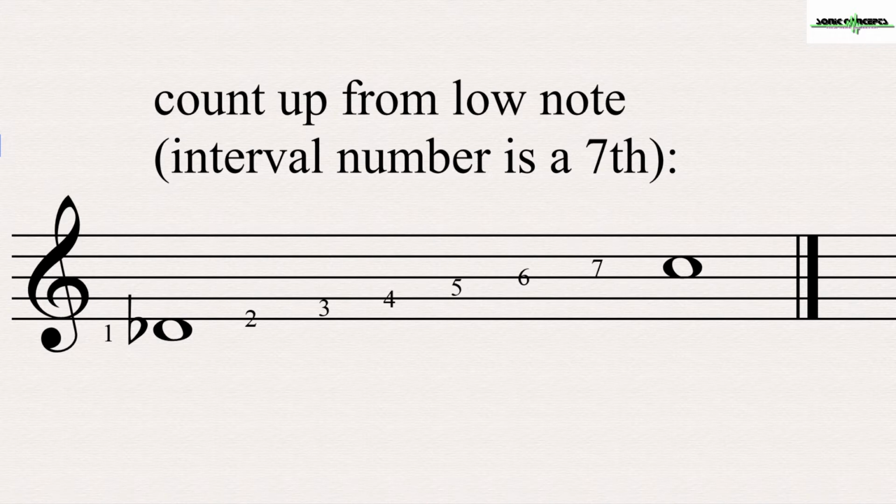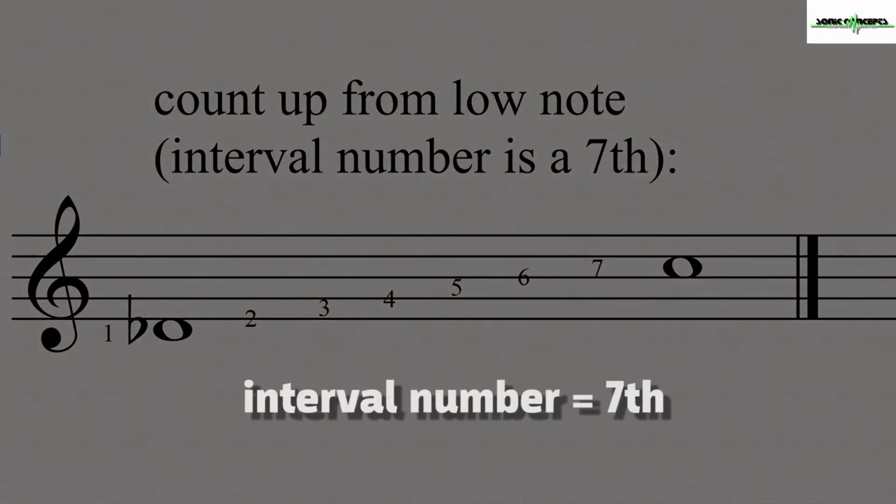Begin by counting the consecutive lines and spaces from the low note to the high note, including the low note as the first number counted to determine the interval number. So let's go ahead and count them. 1, 2, 3, 4, 5, 6, and 7. Counting lines and spaces in this example has yielded the number 7, and so the interval number is a seventh.